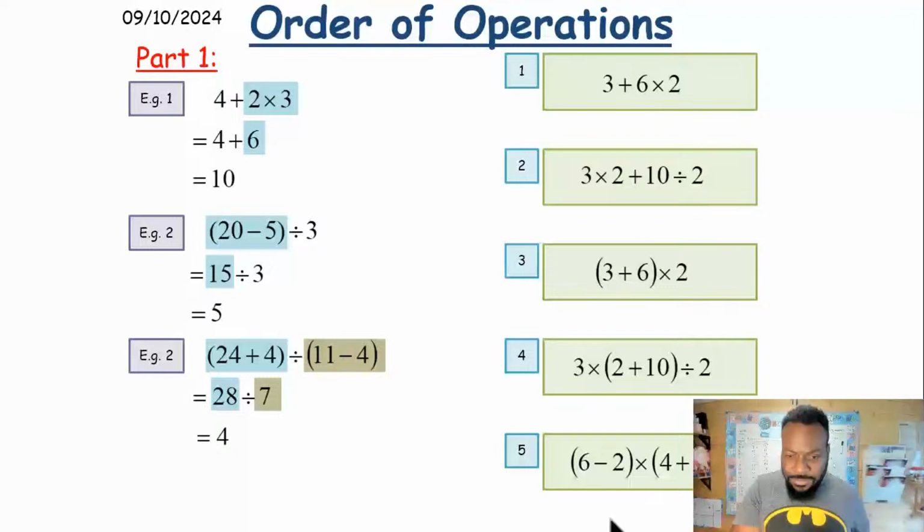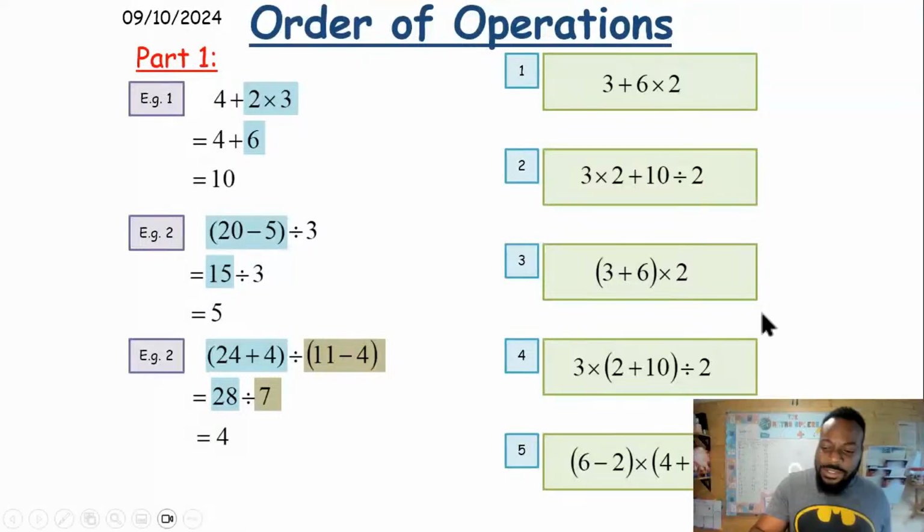Okay, put your answers in the chat. We've got about 20 seconds left. 2, 1, and 0. Okay, any answers do we have? It doesn't matter if you've not done them all. That's okay. What answers did you get? Feel free to type them in the chat.